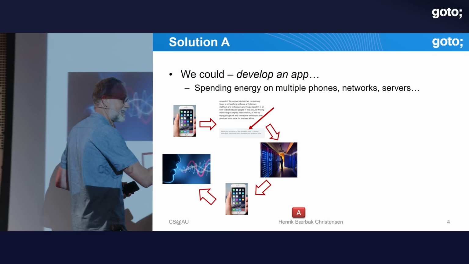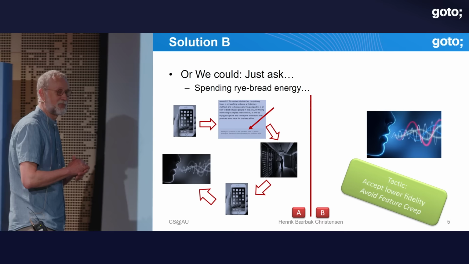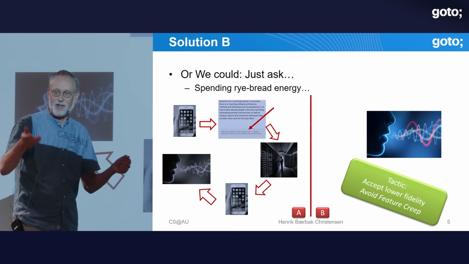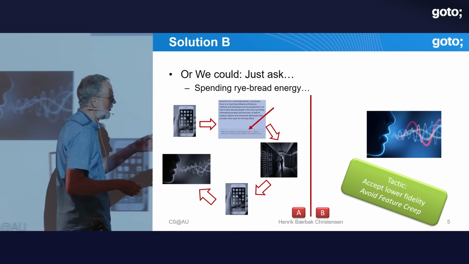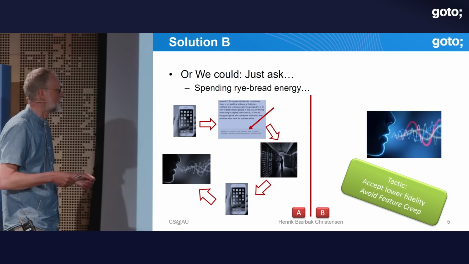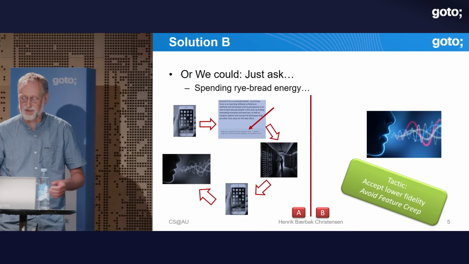Okay, there's a solution B. It has worked in the Stone Age. The only energy it uses is rye bread energy. You just wave your hand and say, Henrik, could you please? Okay, so I think this is what energy efficiency is about, and this is one of the tactics: avoid feature creep, or accept the lower fidelity and then take the lesser road, the most energy efficient road of solving this problem.